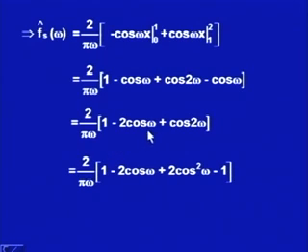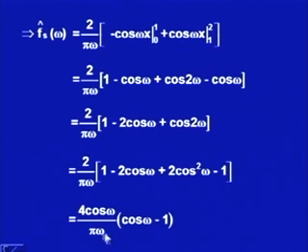We can simplify a little bit more. Cos 2 omega we can write as 2 cos square omega minus 1. So we get 1 minus 2 cos omega plus 2 cos square omega minus 1. We could write it as 4 cos omega upon pi omega times cos omega minus 1, simplified, that is all. So we are getting this as the Fourier sine transform of the given function.